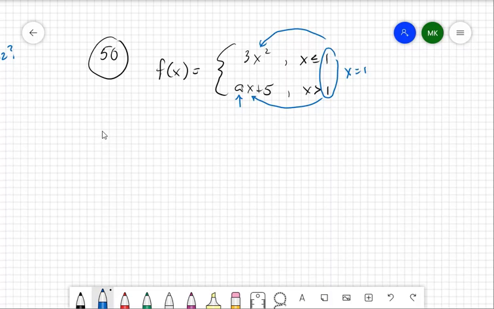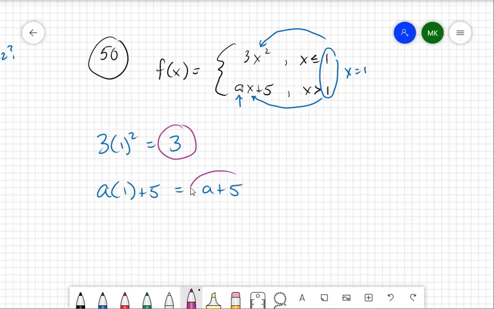So if I plug it into the first equation, I have 3 times 1 squared. 3 times 1 would be 3. And if I plug it into the other equation, I have a times 1 plus 5, which would be a plus 5. Now, if this thing is continuous, then these two things here have to be equal. So what you want to do is take those two things, set them equal to each other, and solve for a.